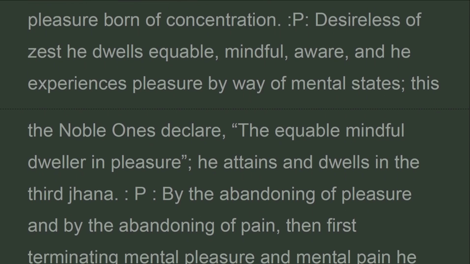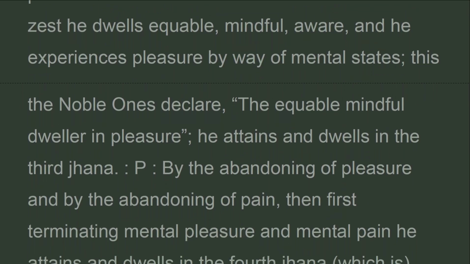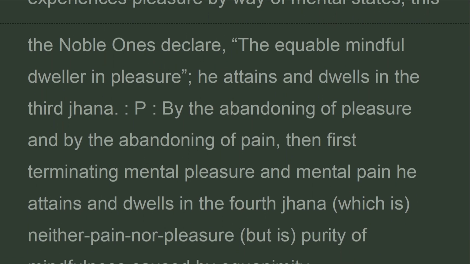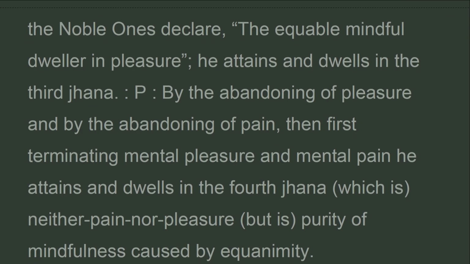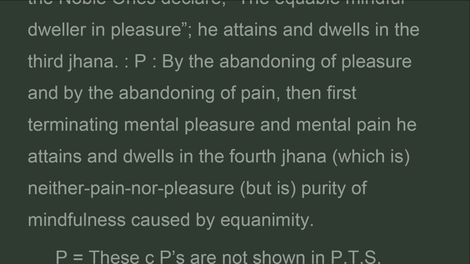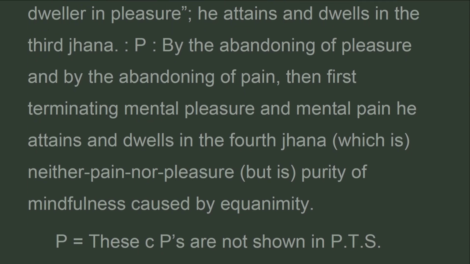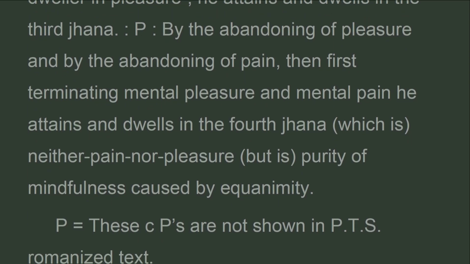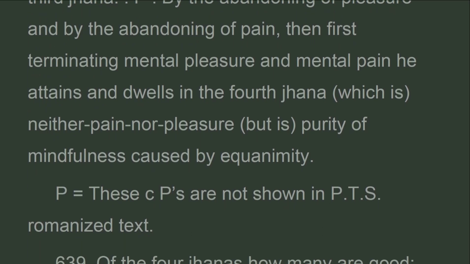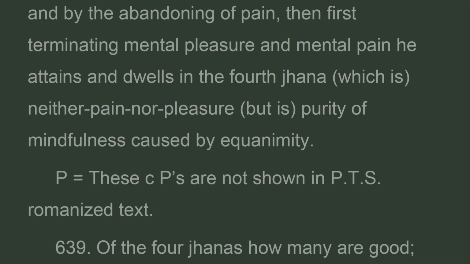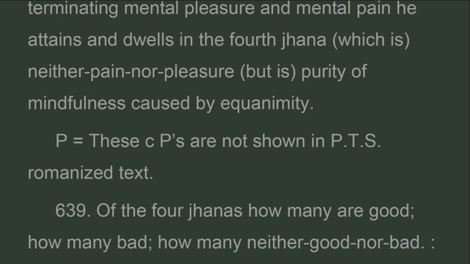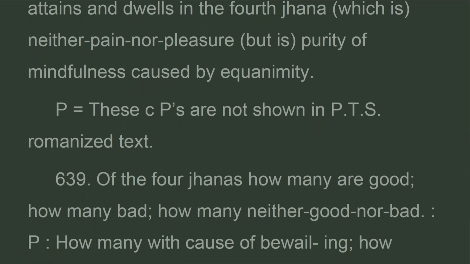Desireless of zest he dwells equable, mindful, aware, and he experiences pleasure by way of mental states. This the noble ones declare, the equable mindful dweller in pleasure. He attains and dwells in the third jhana. By the abandoning of pleasure and by the abandoning of pain, and with the earlier termination of mental pleasure and mental pain, he attains and dwells in the fourth jhana, neither pain nor pleasure, purity of mindfulness caused by equanimity. P equals these are not shown in P.